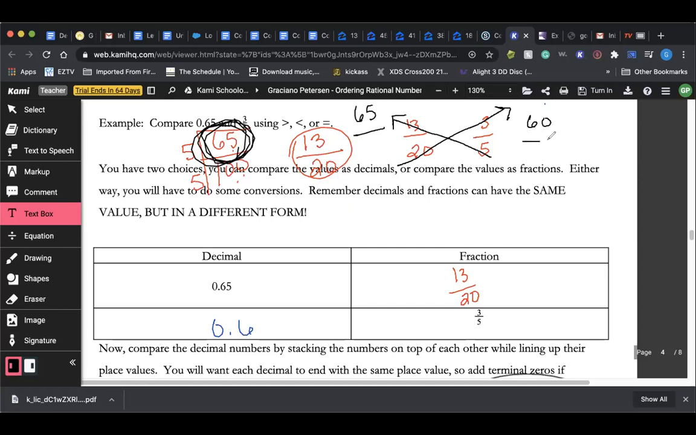The number on the right is the value of the fraction on the right. Which number is bigger? 65 is bigger than 60, right? That means 13 over 20 is greater than 3 over 5. We already knew that because we already knew that this number, 0.65, was bigger than 0.6, right? But that's how you compare your fractions. You cross multiply always from the bottom to the top, right? And then we use the values of that multiplication to determine which fraction is bigger and which fraction is smaller.